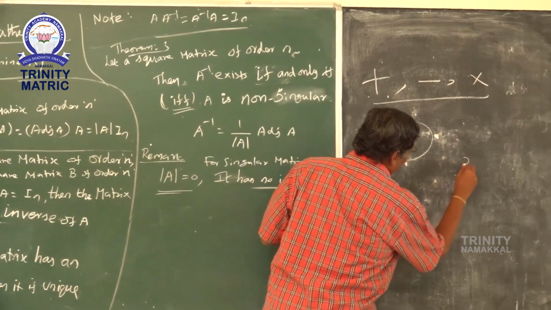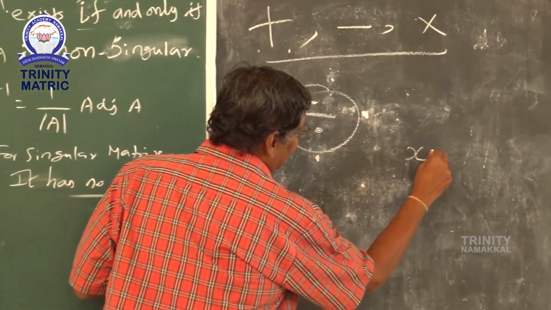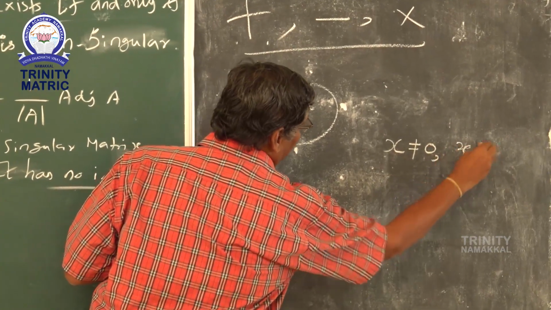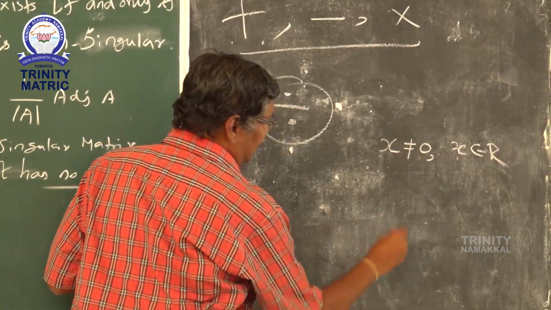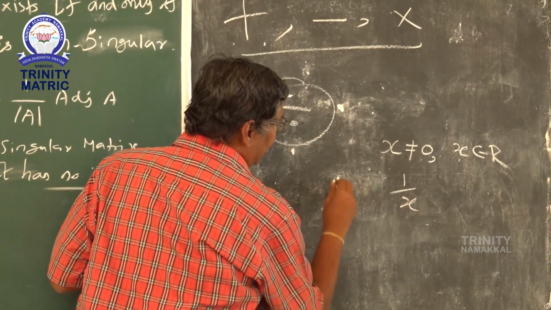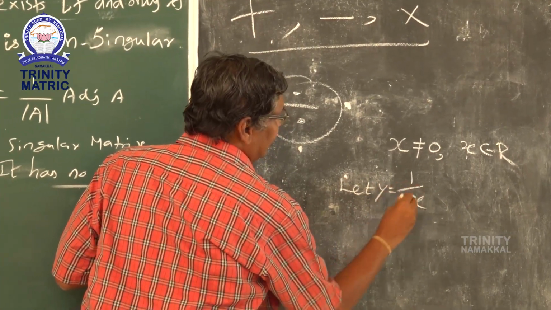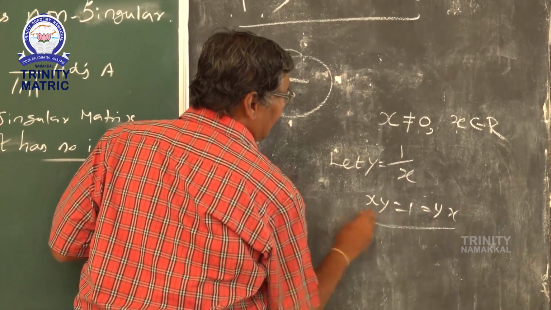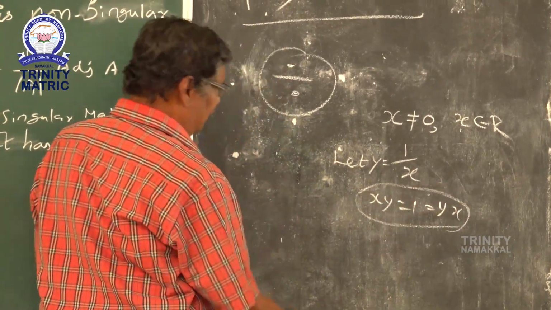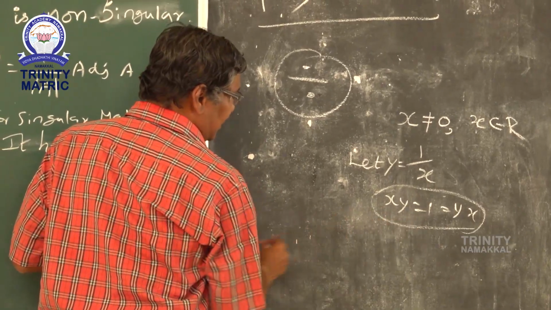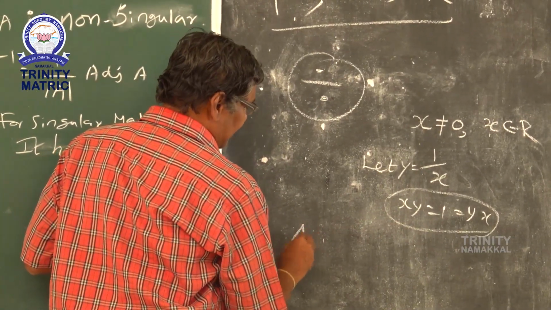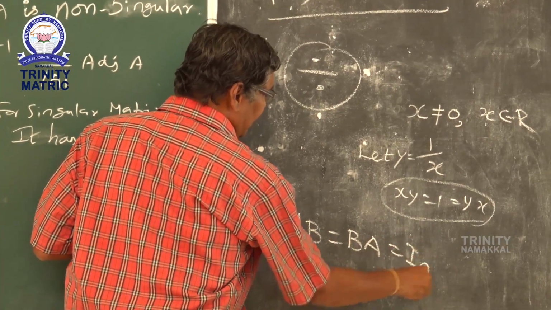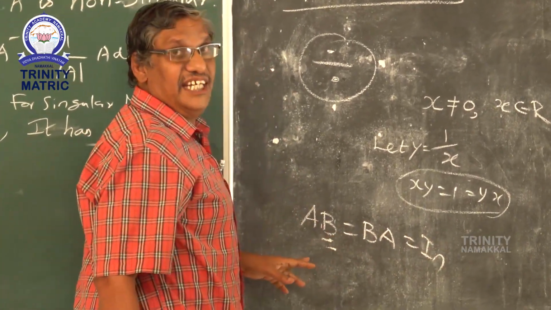We know that if x is not equal to 0, where x belongs to the real numbers, there is one inverse, that is 1 by x. Let y is equal to 1 by x, then xy is equal to 1 or yx is equal to 1. That is the inverse. It is extended to matrices also. That is, AB is equal to BA is equal to I n, then B is called the inverse of A.